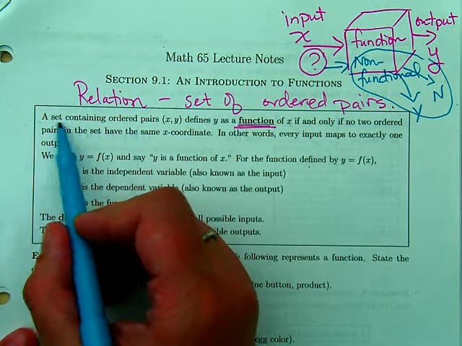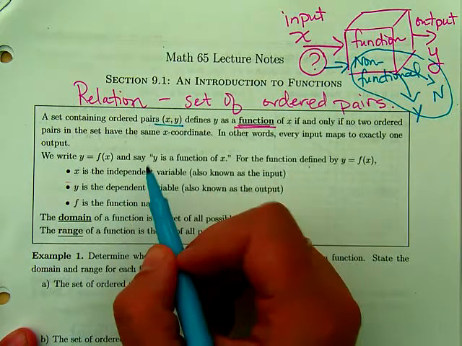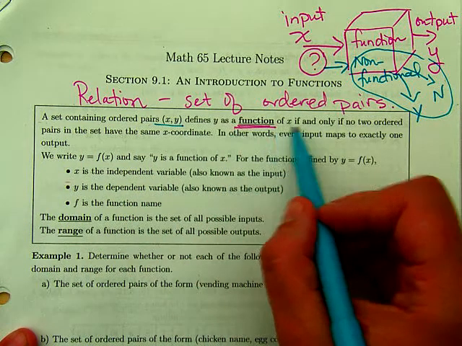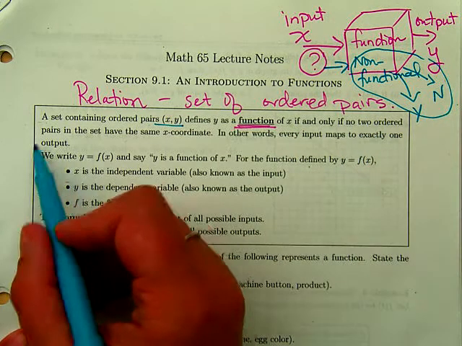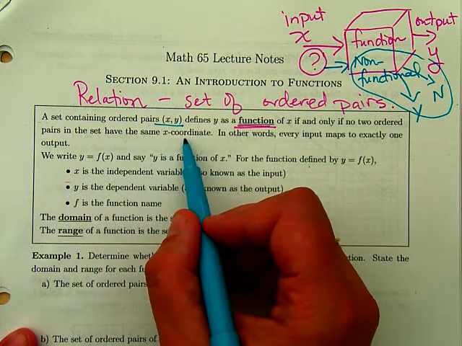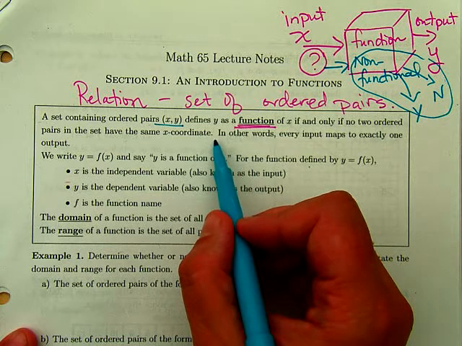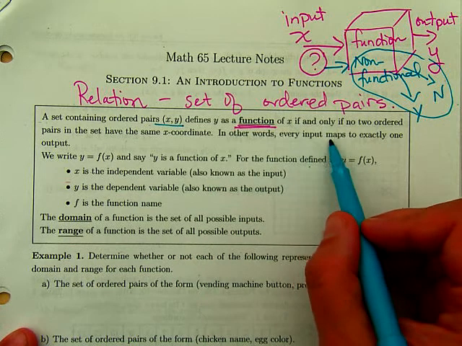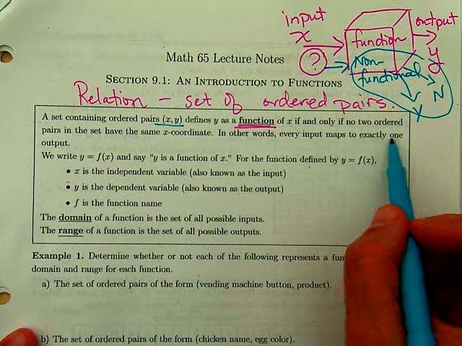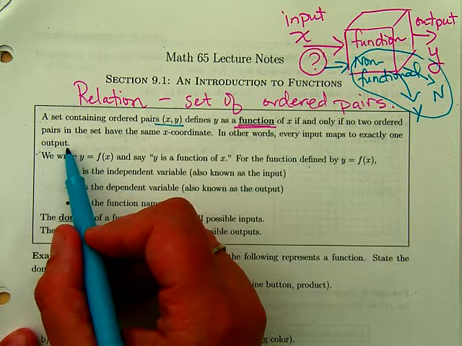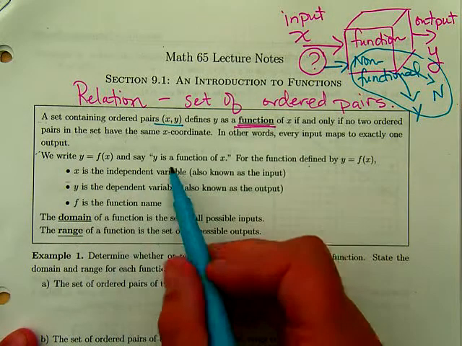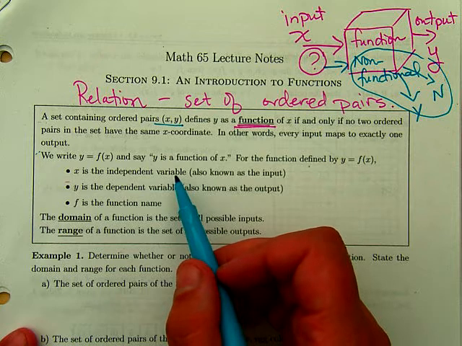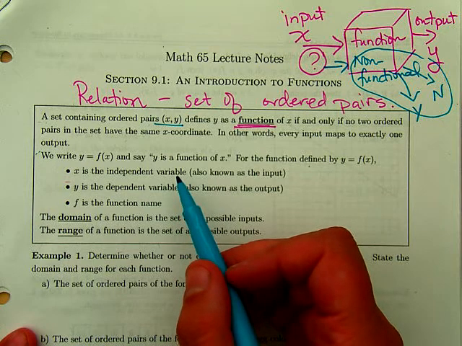Okay, a set containing ordered pairs defines a function of x if and only if no 2 ordered pairs in that set have the same x coordinate. In other words, every input maps to exactly one output, okay? So for every x value, x cannot be a cheater. The same x value cannot go out with another y value.